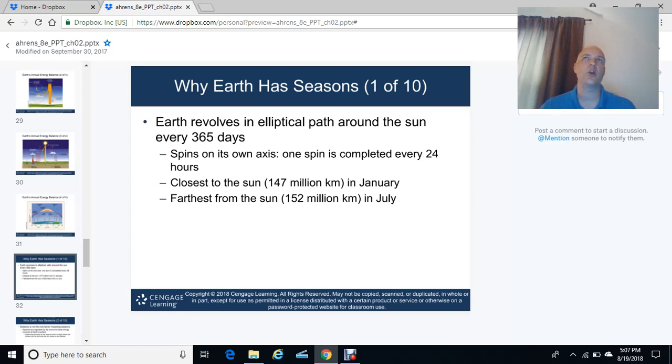The way the Earth is tilted at its 23.5 degree angle, as it revolves around the sun, that 23.5 degree tilt of the Earth results in a day being completed every 24 hours. Okay? We are typically closest to the sun at 147 million kilometers in January, and we're farthest from the sun here on Earth, 152 million kilometers in July.